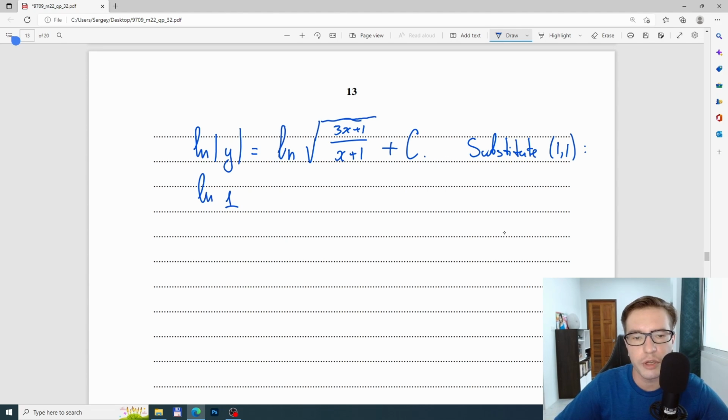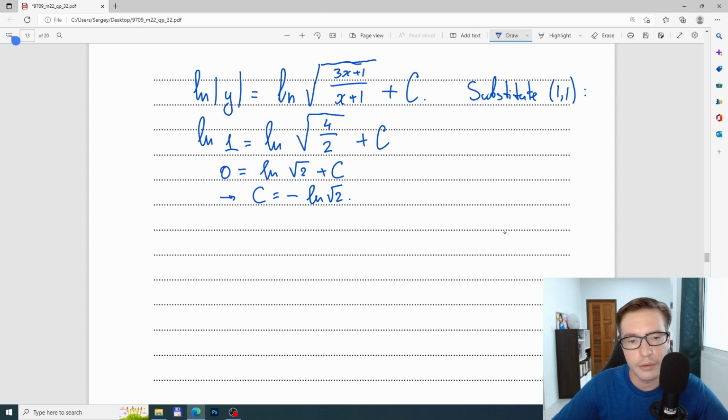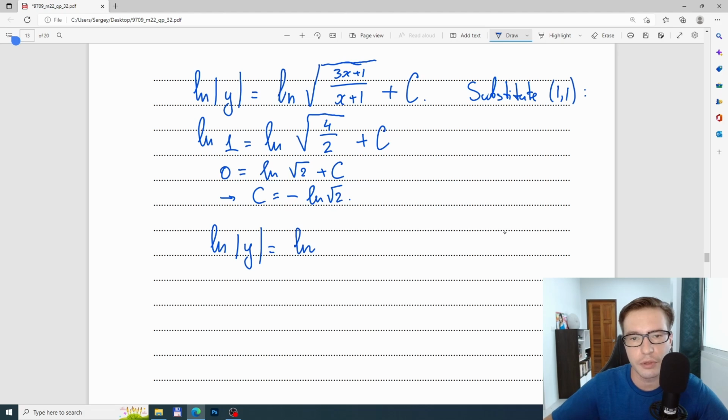That means log 1 equals natural log square root of 3 plus 1, which is 4, over 2, plus c. Log 1 is 0. Here we got log square root of 2 plus c. Therefore, c equals negative log square root of 2. All in all, our equation looks like log y equals natural log square root of 3x plus 1 over x plus 1, minus natural log square root of 2.